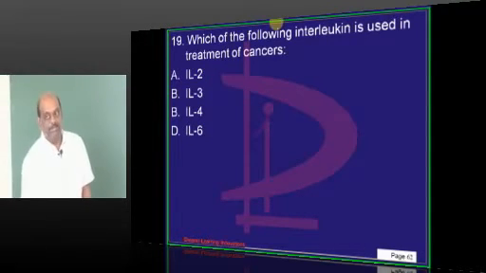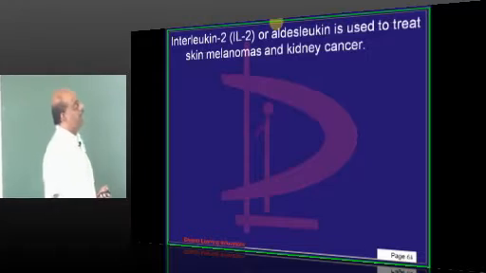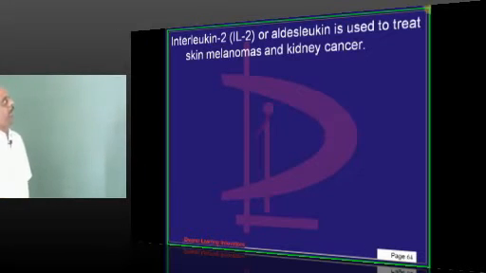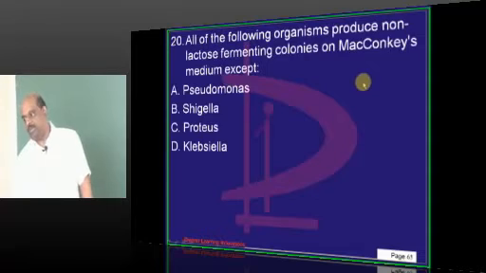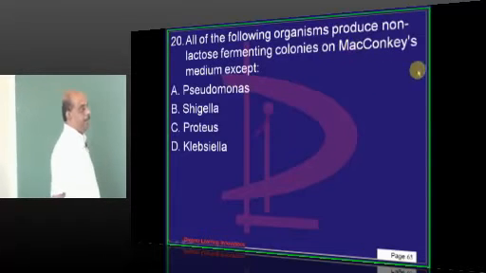Which interleukin? 2. Very good. Aldesleukin is used in the treatment of skin melanomas and kidney cancer, is what you have to ultimately remember.